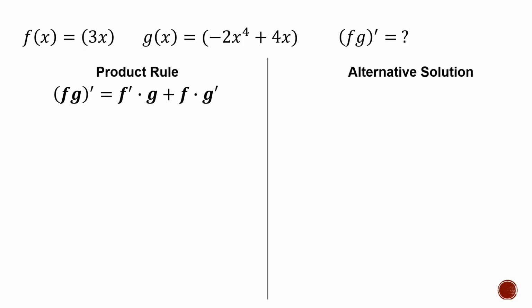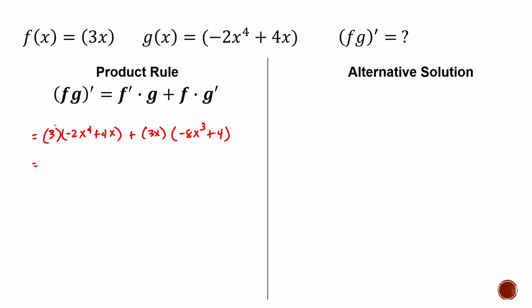So for this one, we have a monomial and a binomial. Using the product rule, we use this formula. So find the derivative of the first term, or the f term, which is 3x, that's 3. And we copy the second function, it's negative 2x to the fourth power plus 4x. And then plus f, which is just 3x, and then the derivative of g, which is negative 8x to the third power plus 4.